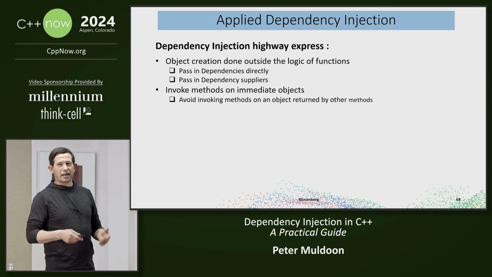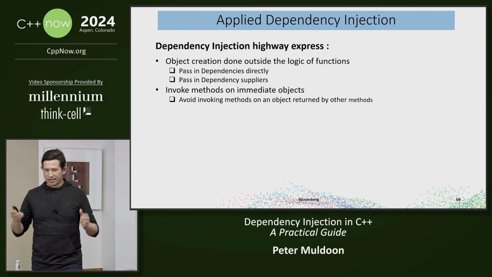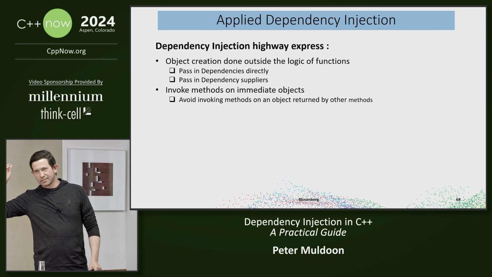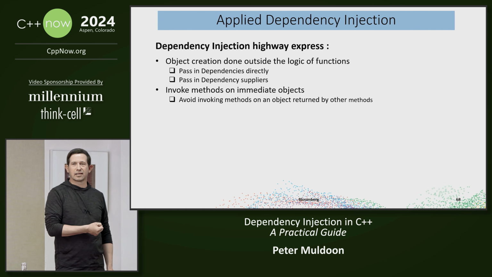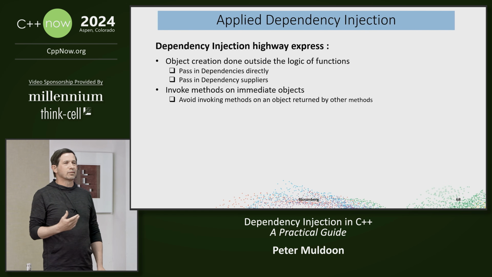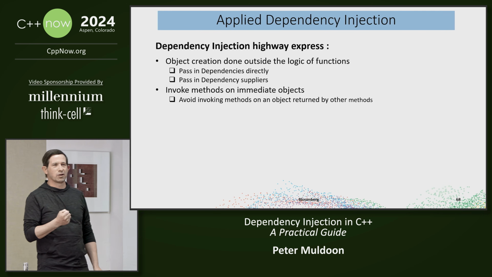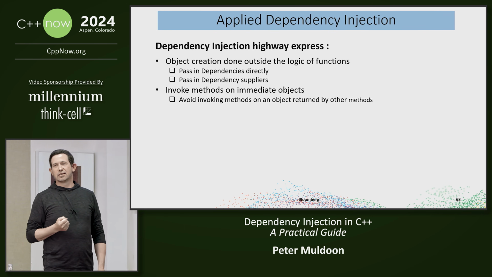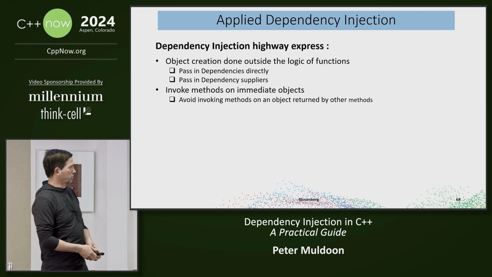The other thing is invoke the methods on immediate objects. Don't be putting in these classes where you call X, give me Y, give me Z, give me, blah, blah, and then I get something back. Drop directly in what is needed. I don't need to know anything other than what I want. I don't need to know anything about, I won't even go into it, right?